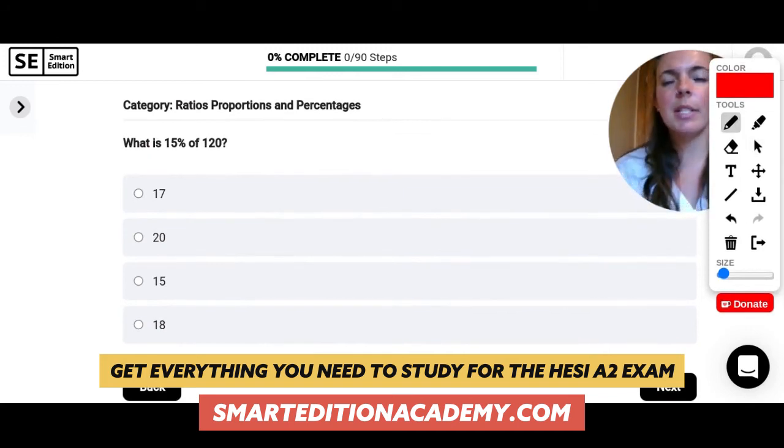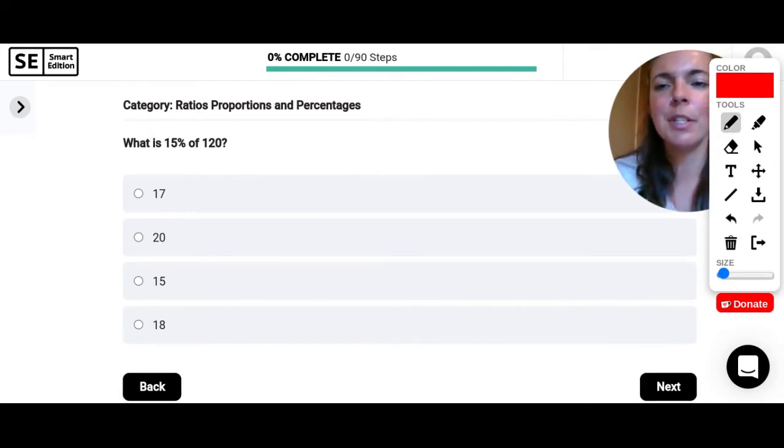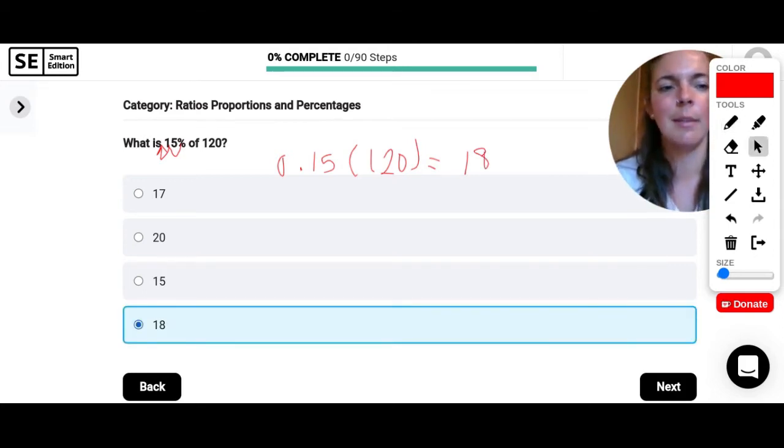Okay, what is 15% of 120? So 15% of 120, the easiest way to do this is to turn your percent into a decimal. So swoop it to the left twice. So that's 0.15. And multiply it by the number 120. So 0.15 times 120 will give me 18. So 15% of 120 is 18.